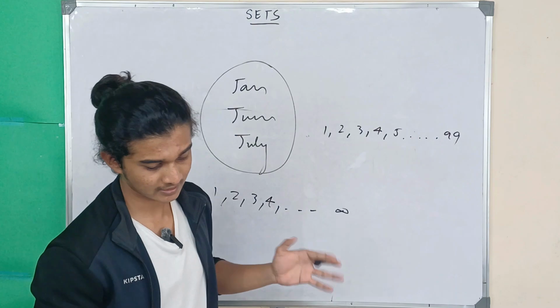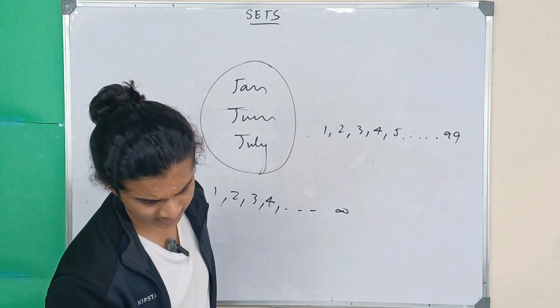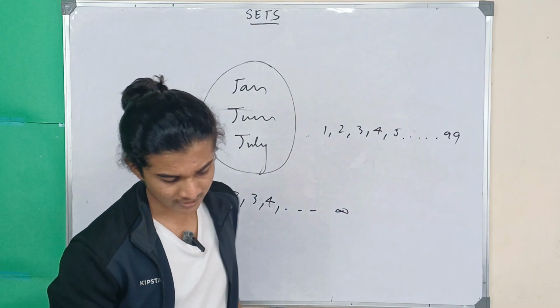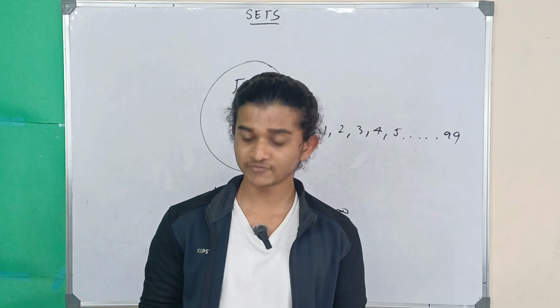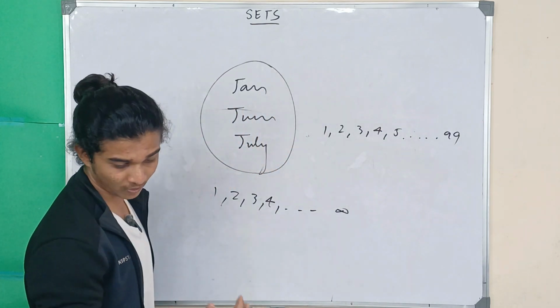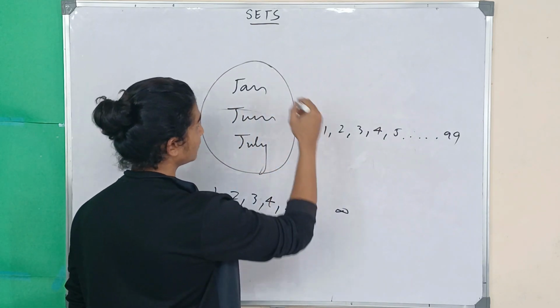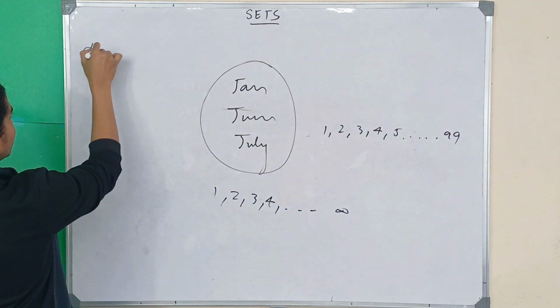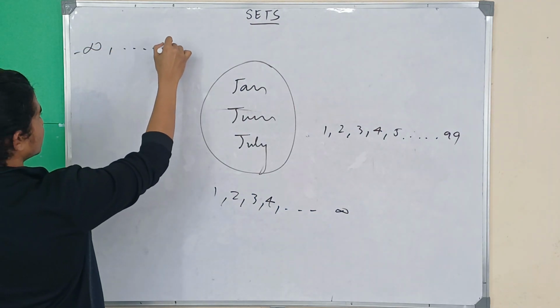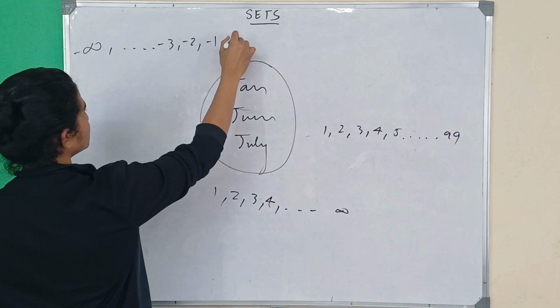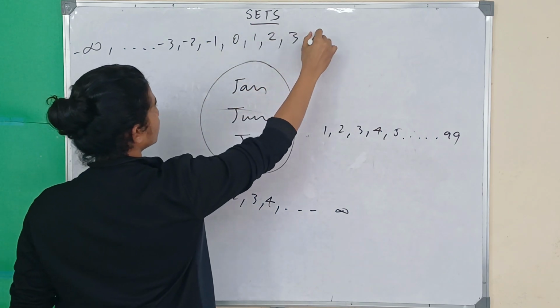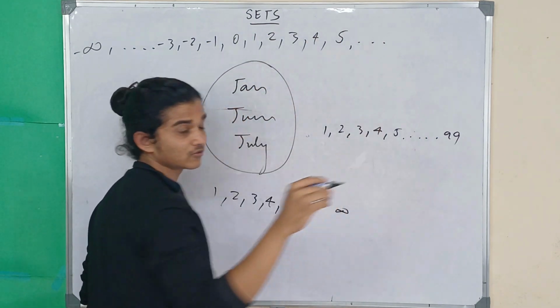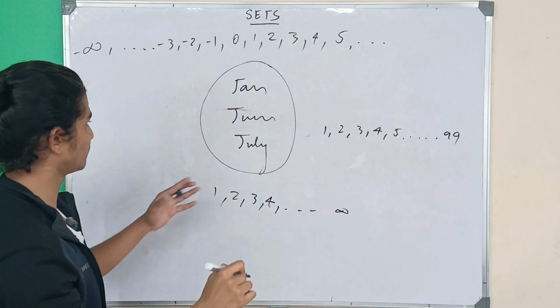The next one, seventh one, the collection of all even integers. Now this is also well defined, so it's also a set. Collection of all even integers. So integers are going to look like this: minus infinity, and you're going to come like this: minus 3, minus 2, minus 1, 0, 1, 2, 3, 4, 5, 6. I'm going to discuss all these numbers in a few moments.